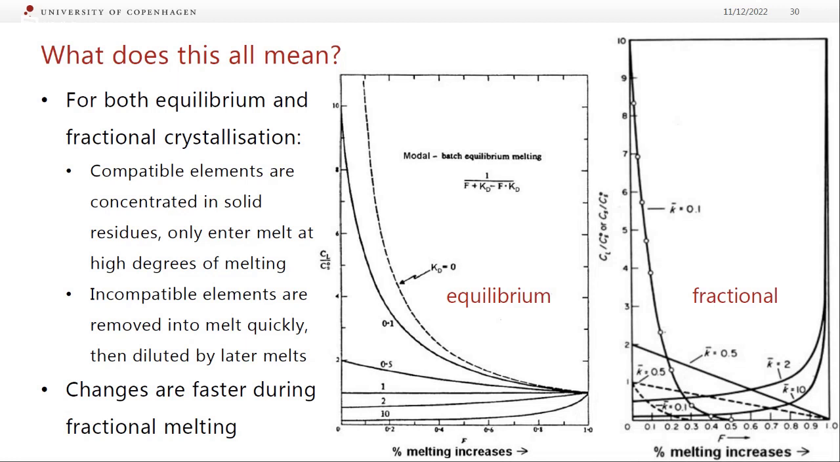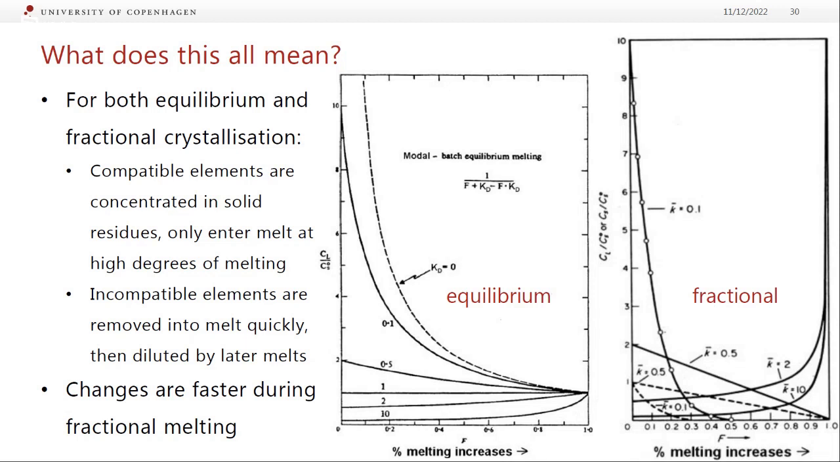So for a compatible element, if we're doing equilibrium melting, the first formed melts are quite poor in that compatible element, and then as we melt more and more, we're basically concentrating that compatible element in the solid that's left behind. Even though it's still compatible, as we get towards the high melt fractions, it starts to come into the liquid in an appreciable amount, and if we melt 100%, again, we end up at 1.